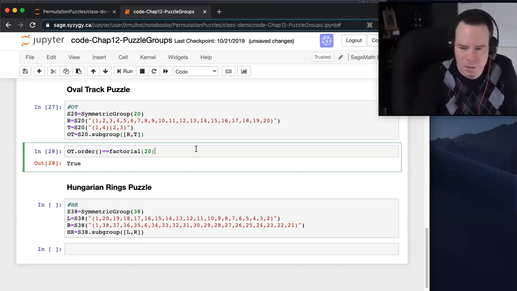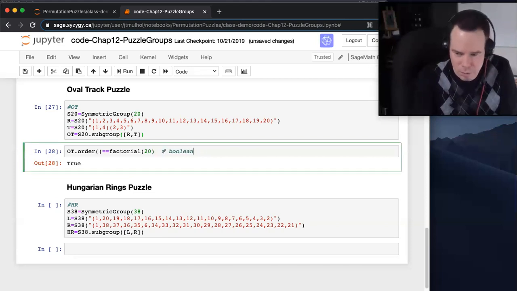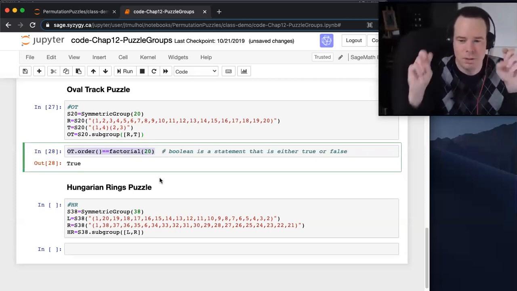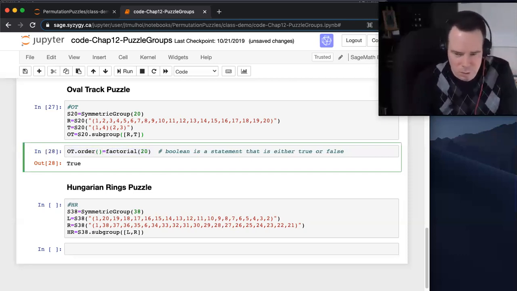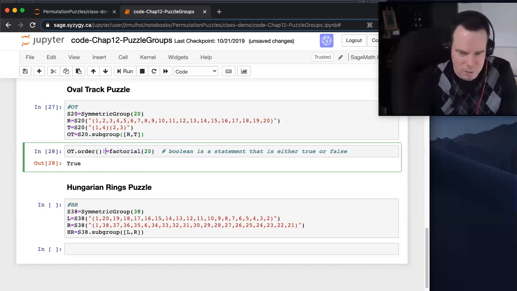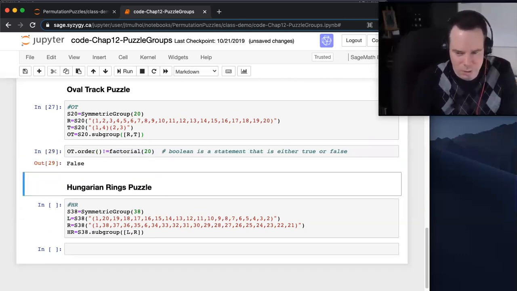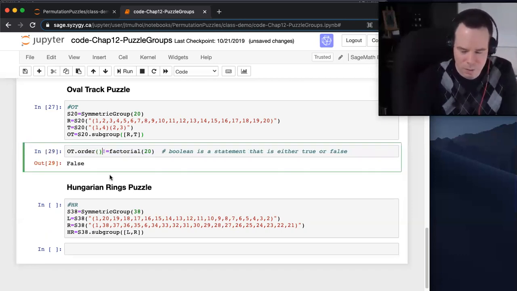A Boolean statement is true or false. So Boolean is a statement that is either true or false. And that's what this is asking. This statement is what we call a Boolean statement because it's asking the computer a question that it's either going to return true or false. If I wanted to know if they weren't equal, for example, I would use an exclamation mark and then equal to. And this is asking, is the order of OT not equal to factorial? And it should come back saying false because they actually are equal.